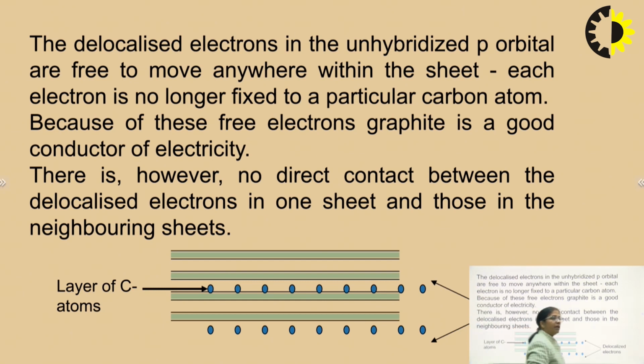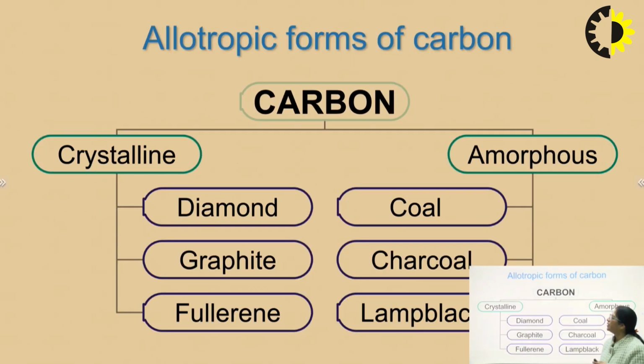The delocalized electrons in the unhybridized p orbital are free to move anywhere within the sheet. Each electron is no longer fixed to a particular carbon atom. Because of these free electrons, graphite is a good conductor of electricity. There is, however, no direct contact between the delocalized electrons in one sheet and those in the neighboring sheets. Now, coming to the next allotrope of carbon, which is fullerene.